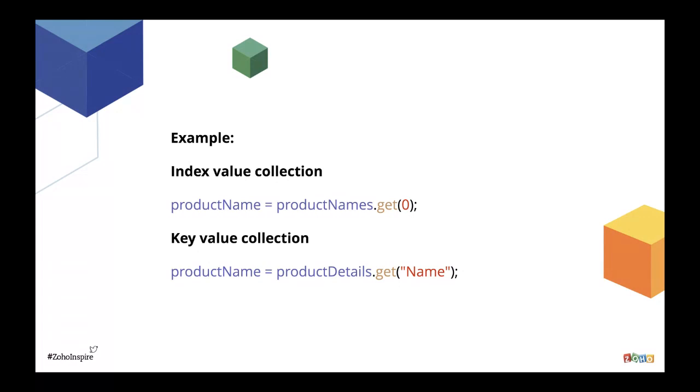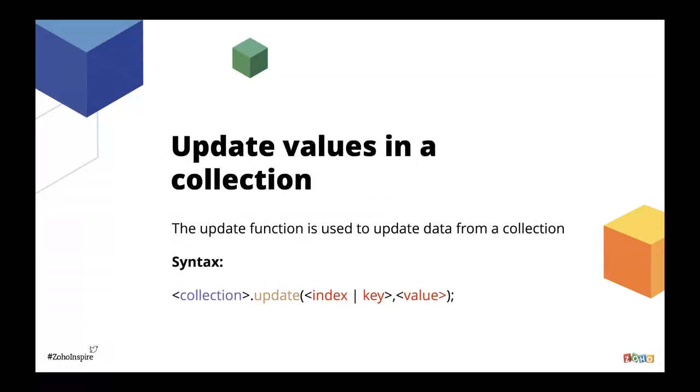So now we've seen how we can get records. Let's see how we can update records from a collection. To update values in a collection, you use the update function. So here also it accepts 2 arguments. One would be the key or the index, and the other would be the value. So the syntax is collection variable dot update, and then you have the index or the key, and then the value to be updated to.